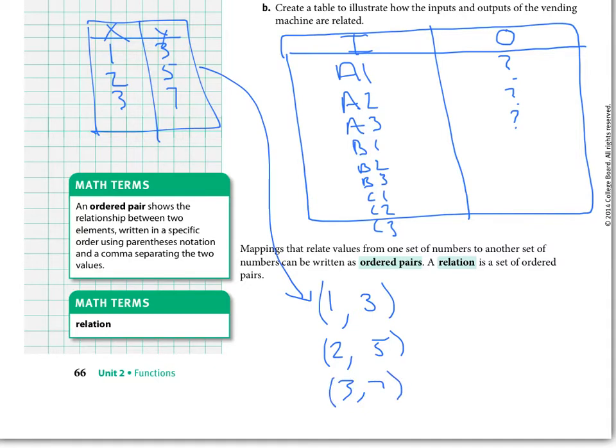Those are called ordered pairs. Okay, ordered pairs. Each one of these, that's an ordered pair, that's an ordered pair, this is an ordered pair. A relation is a set of ordered pairs. So this is a relation. You have a set of ordered pairs. Okay. Let's go on to the next page.